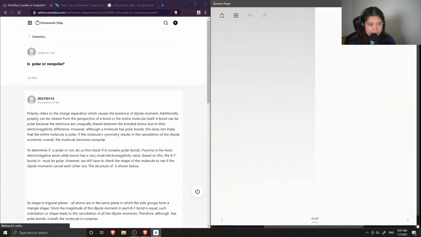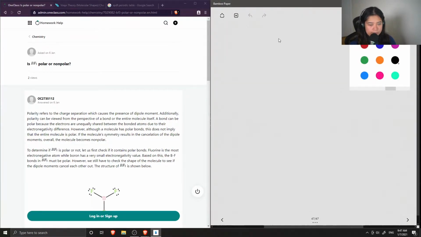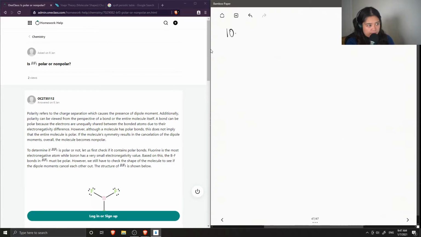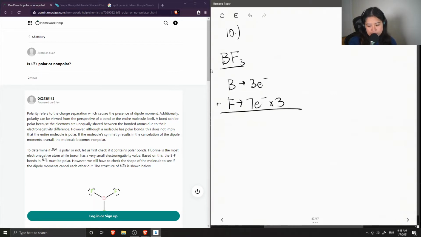Okay, and I think we have time for one more question. Is BF3 polar or nonpolar? So let's write down the Lewis structure for boron trifluoride. Boron has 3 valence electrons. Fluorine has 7, and there are 3 of them. So we have 24 valence electrons in total.